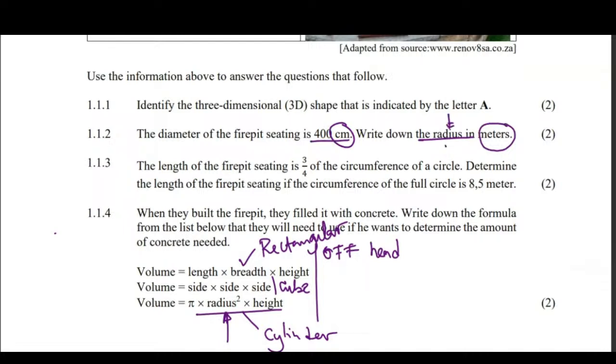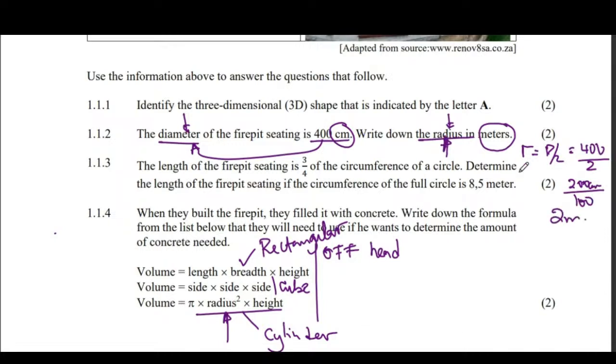For you, they have given you this. What they want is this. Remember very well that radius will always equal to diameter divided by 2. So this has to be 400 divided by 2, which is 200 centimeters, of which we divide by 100, we get our 2 meters. You see, 2 marks got just like that. All right, so we expect you to know how.